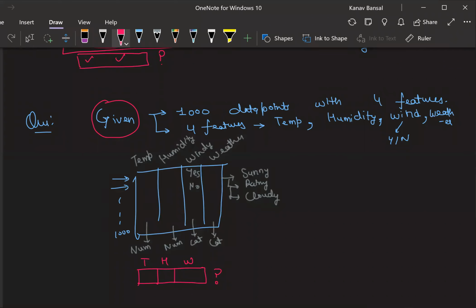Yes, correct, Shweta. Correct, Avanish. Correct, Deepa.